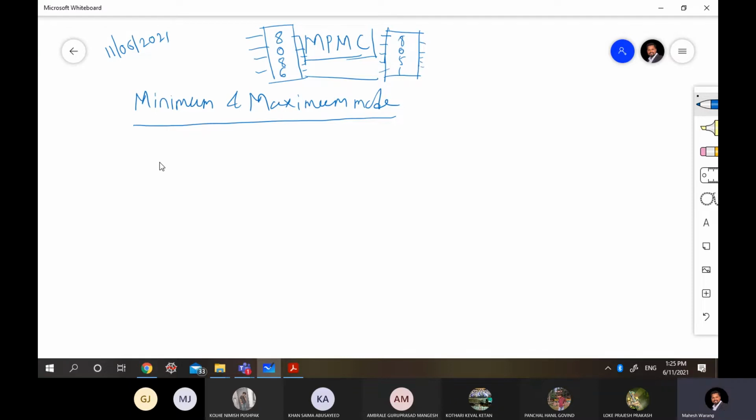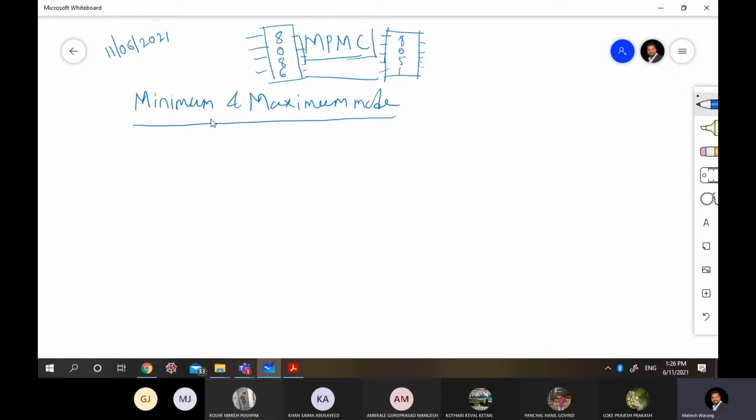Now, interfacing means what? What do you mean by interfacing? Connecting. Yes, we have to connect the different things with the 8086. Now, as I told, all the different things that we are going to interface with the 8086 can be categorized into two parts: memory and IO devices.